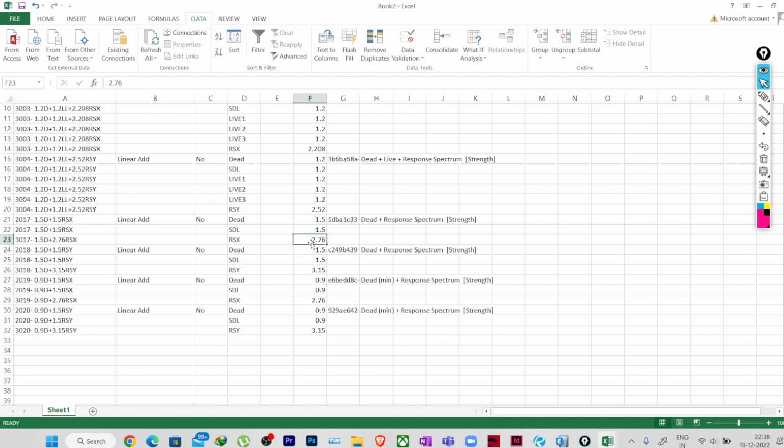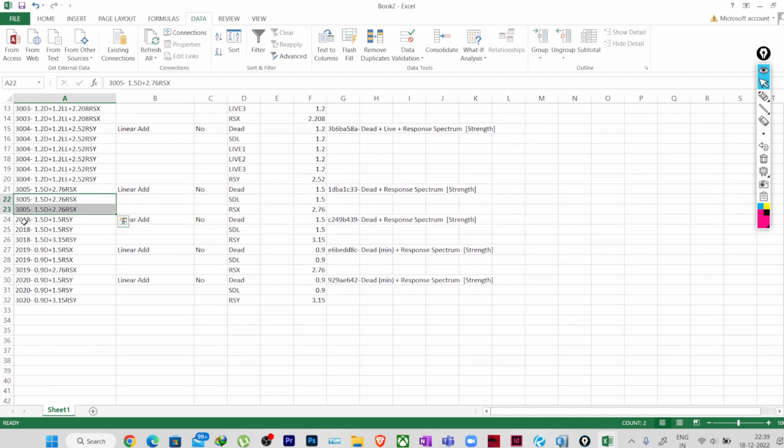Now the combination is 2.76. Okay, so this one I'll make as 3005 and it is 2.76. Enter. I'll copy this, take these two and Control V. Okay, enter. Now the scale factor is 3.15. I'll just make it 3.15, enter, and this will be 3005.